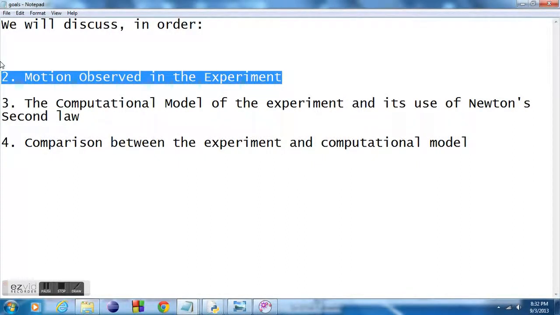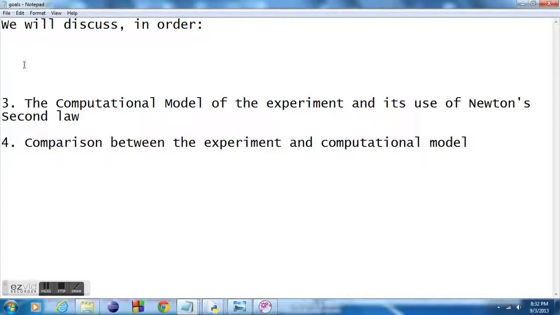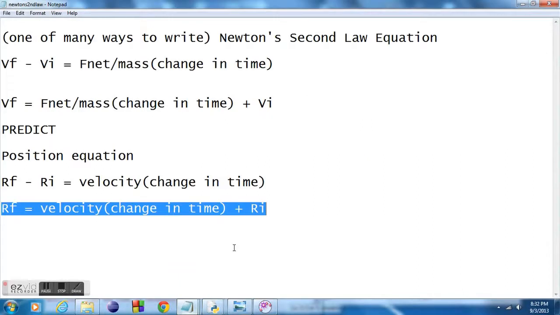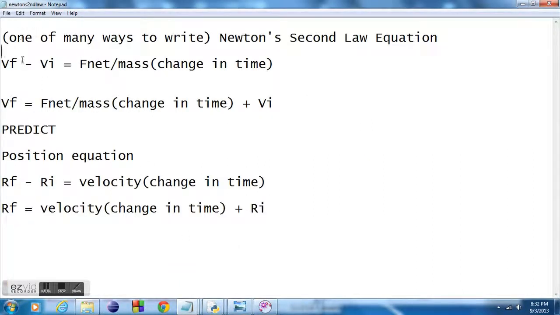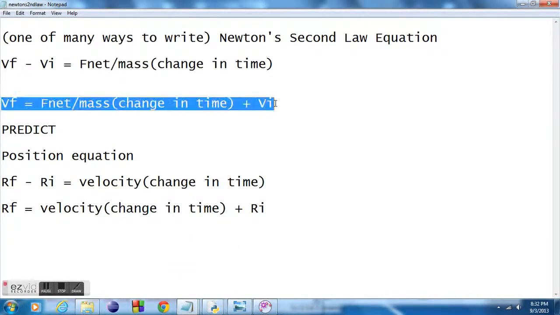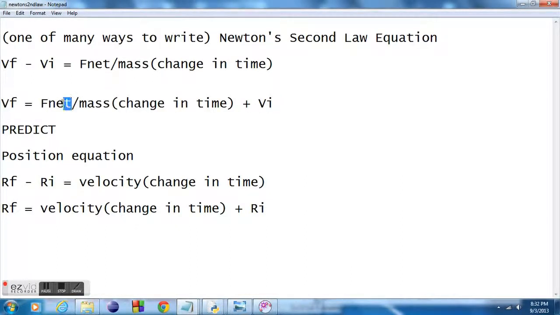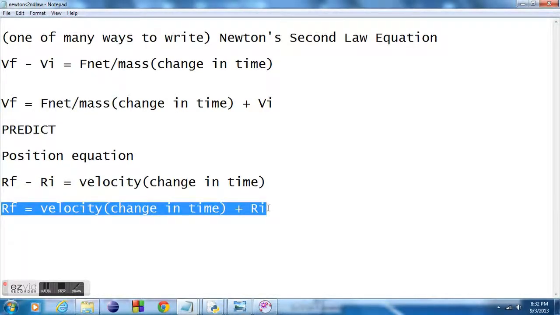Let's move on to the computational model of the experiment, now that we've already seen the motion observed in the experiment. The following is Newton's second law in an equation. With minor algebraic manipulation, we can maneuver Newton's second law to generate an equation for the final velocity of an object. This is interesting because we can predict the velocity of an object just by giving an initial velocity, mass, time, and net force. Net force that we're assuming to be 0 for this experiment.